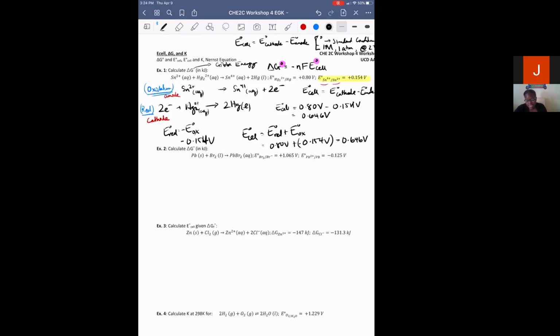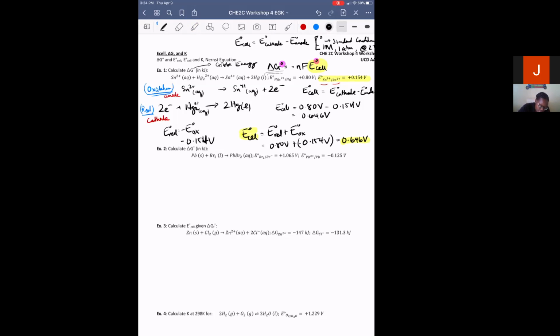Yeah, so we're not actually done because this isn't the core of our question. This is a part of our question. We need Ecell in order to calculate delta G, but this isn't delta G yet. So in order to calculate delta G, we'll use Faraday's constant. Does anyone know what that value is?